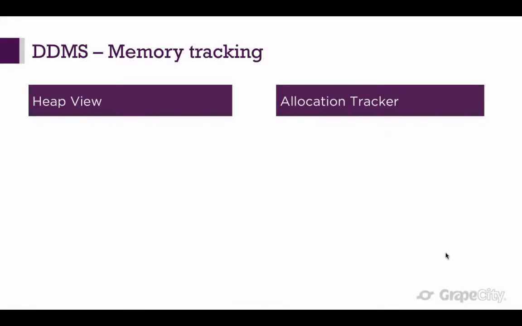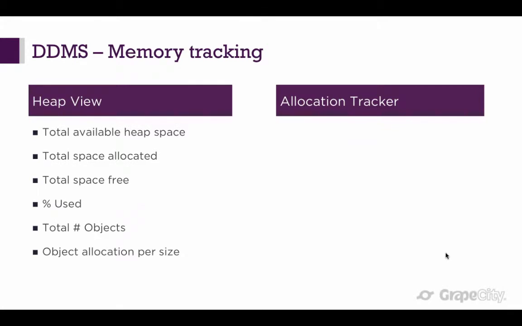So, we looked at method profiling, I fixed some bugs, but what other ways can I use to improve performance? Memory tracking. In DDMS, it gives me what we call the heap view. It's the overall RAM that my app is taking. We can look at the heap space, the total space allocated, how much space is free, the total number of objects, and there's even a graph for object allocation per size.